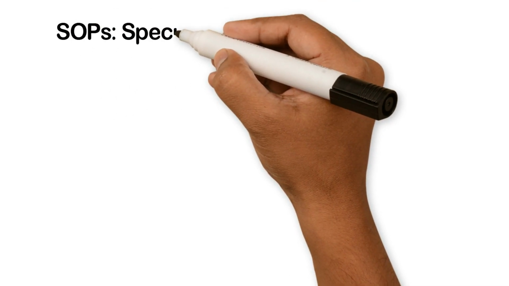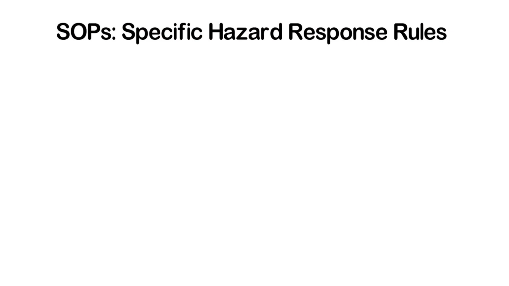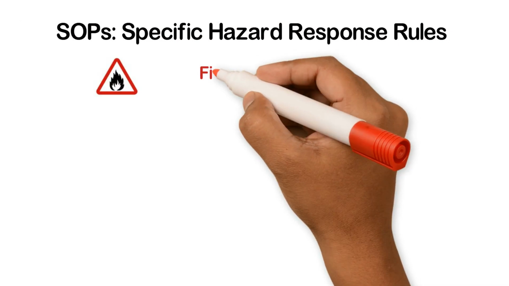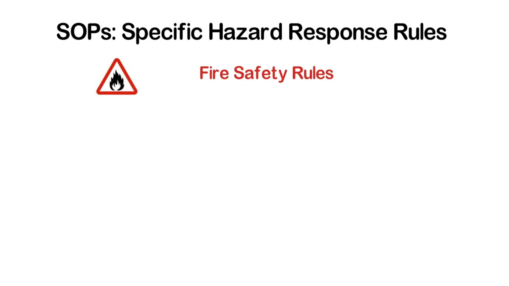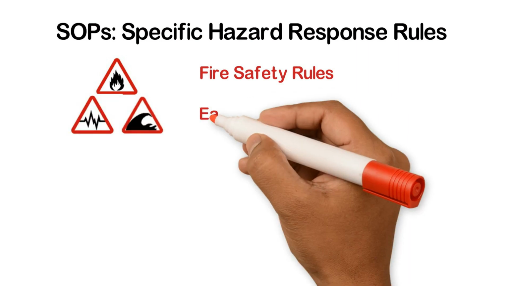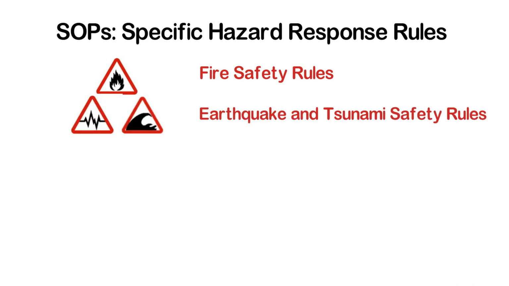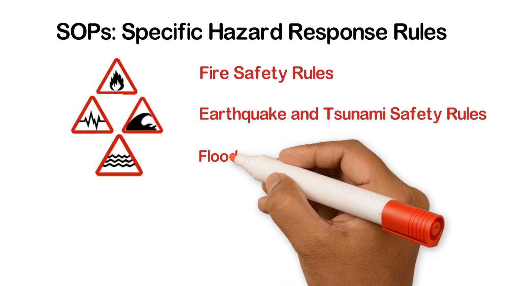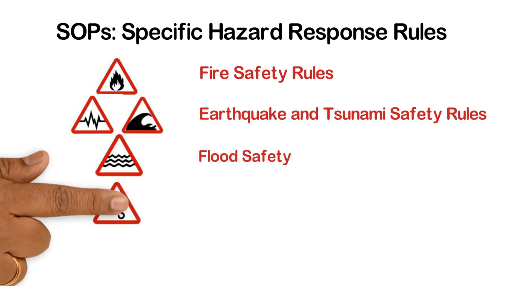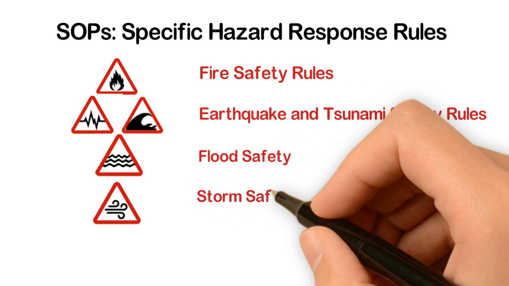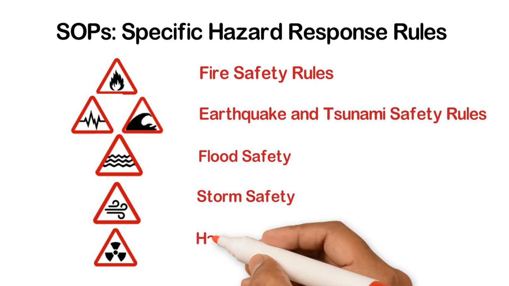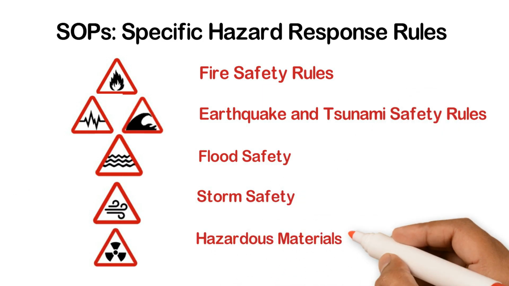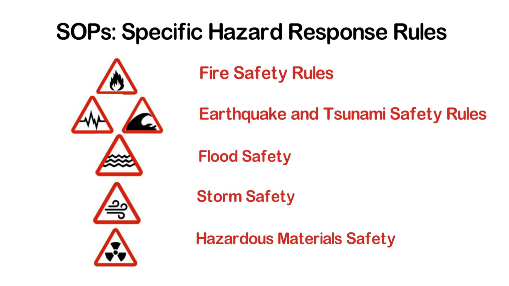In addition to the 6 standard operating procedures, there are also some rules for responses to specific hazards that are important to study and learn. These include fire prevention measures, fire safety rules, earthquake safety rules, flood safety rules, storm safety rules, and hazardous material safety rules. Please refer to the written guidance for all of these procedures.